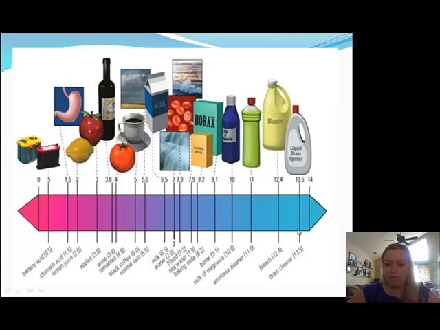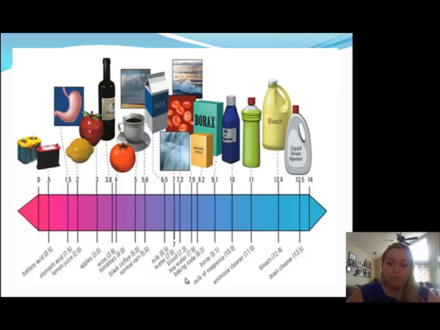Now, as we move up to basic solutions, you guys see things like blood. Blood is still within our neutral range, but it is slightly alkaline. This actually helps if bacteria or other organisms get into the bloodstream, because that alkaline level can actually kill off some of those organisms.